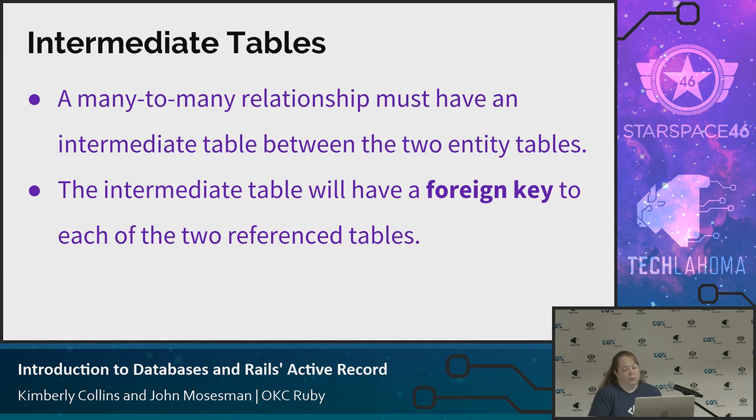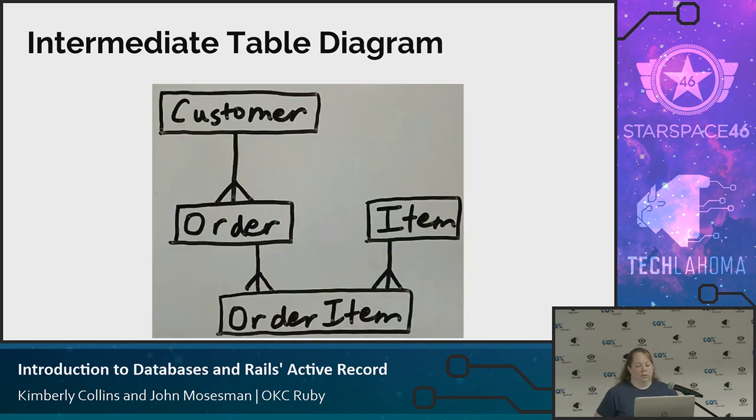So in our many-to-many relationships, that order item example is what we call an intermediate table or joining table. I've heard lots of different terms, but I think intermediate makes the most sense because you can think of it as literally being between the two entities. And that's going to have a foreign key back to both of the original two reference tables. So back in our diagram, order and item have a many-to-many relationship. Order item is going to have a foreign key to order, so we're going to see an order ID in the order item table. And there's also a foreign key to the item table. We're going to have an item ID.